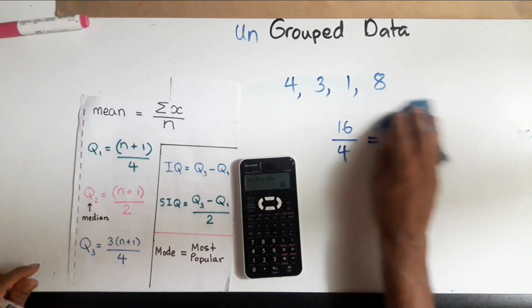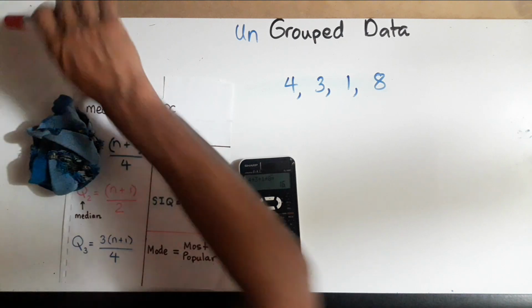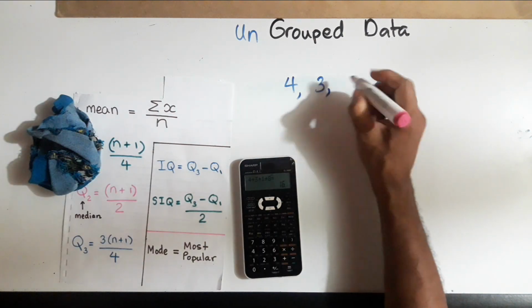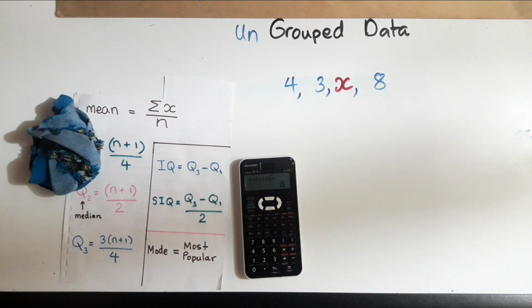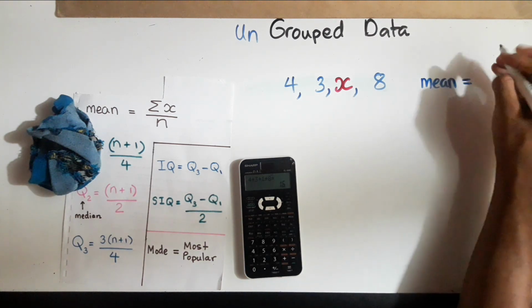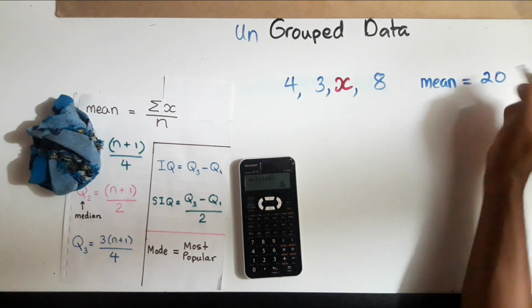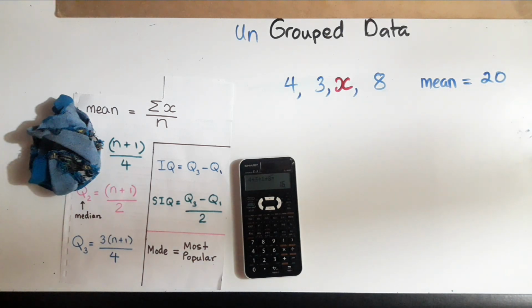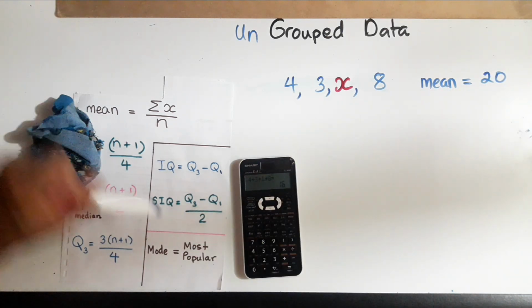But let's say we have an ungrouped question and one of these values was missing, right? And I tell you the mean is 20. So I'm telling you the mean is 20. How would you find back x?